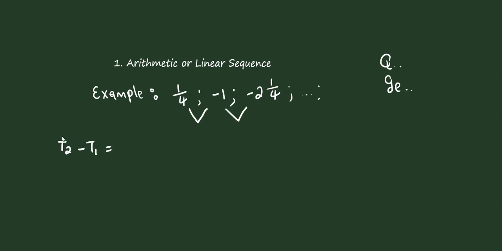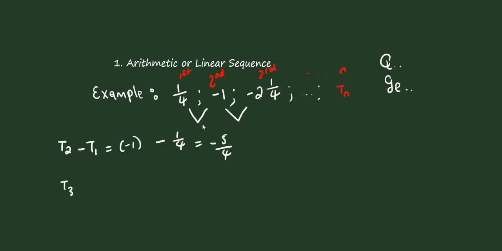So what is the term in the second position? T2. Remember, this is the first position, this is the second position, this is the third position, and there are other positions there. This is n, and all of these are tn. So now we say the second term, -1, minus the first term, which is 1/4. Now you go to your calculator: what is -1 minus 1/4? It gives us -5/4.